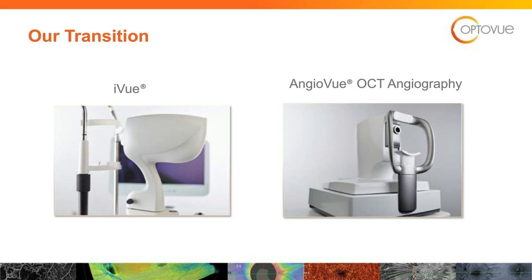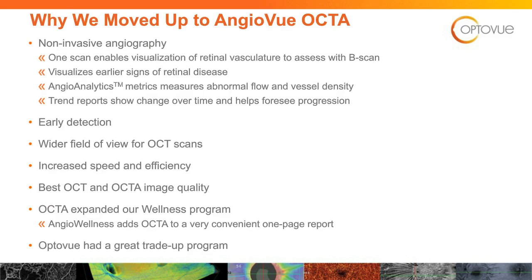The AngioView and the Avanti platform jump up to an amazing 70,000 scans per second. And with that, you start getting the wider views, the higher resolution, and really the ability to do angiography. So that's why we moved up to the AngioView OCTA. The non-invasive angiography was what we wanted to bring to the practice.